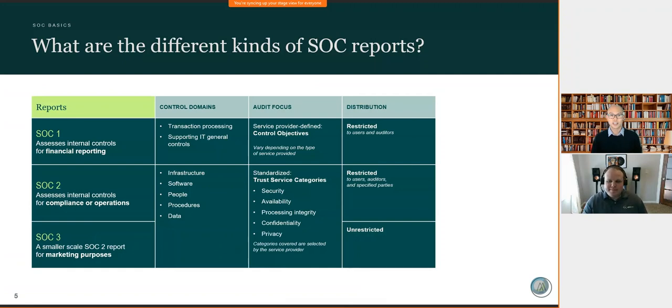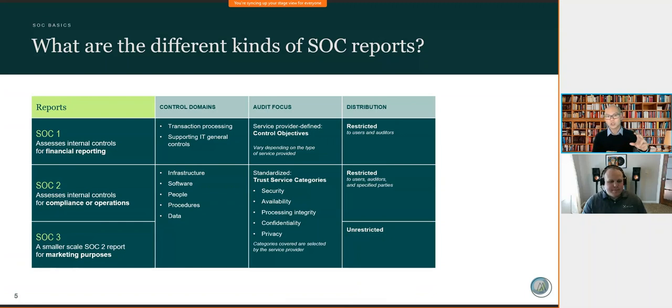Really appreciate it. You may have heard the difference between a SOC 1, SOC 2, SOC 3. We really want to share more information about what the different types of SOC reports are and what is the difference between all of them. So we'll start with the SOC 1.